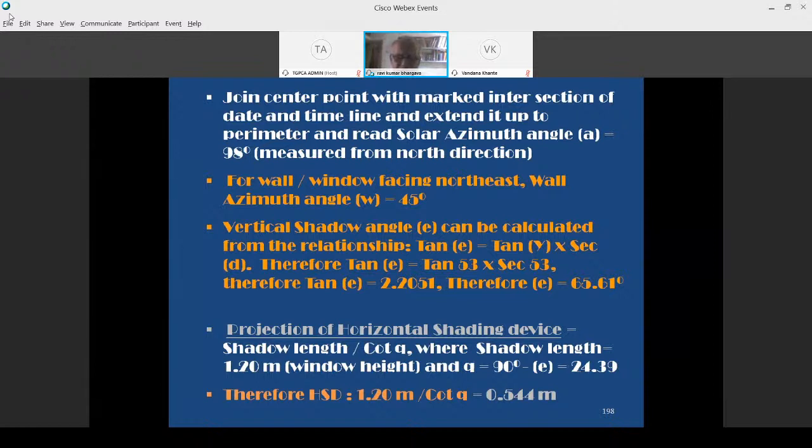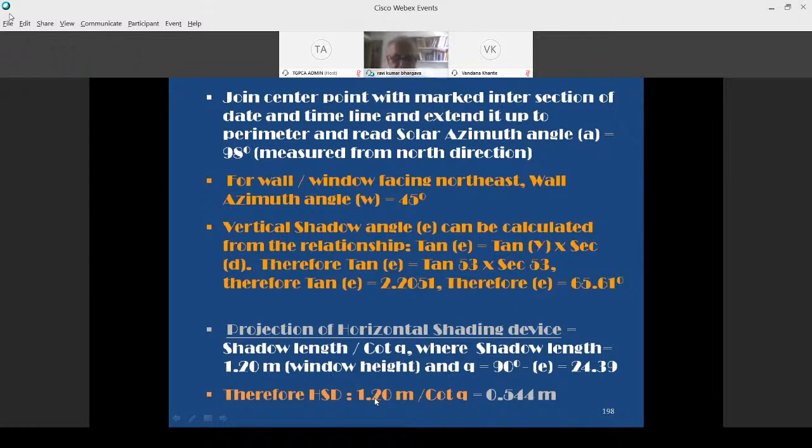So yes, for theta I have used q here. The value of theta will be 90 minus epsilon, the vertical shadow angle. It comes to 24.39. Note down theta, or in this case q, is equal to 24.39. Therefore, the projection of the horizontal shading device is the height of the window. That means we want to shade the total window.